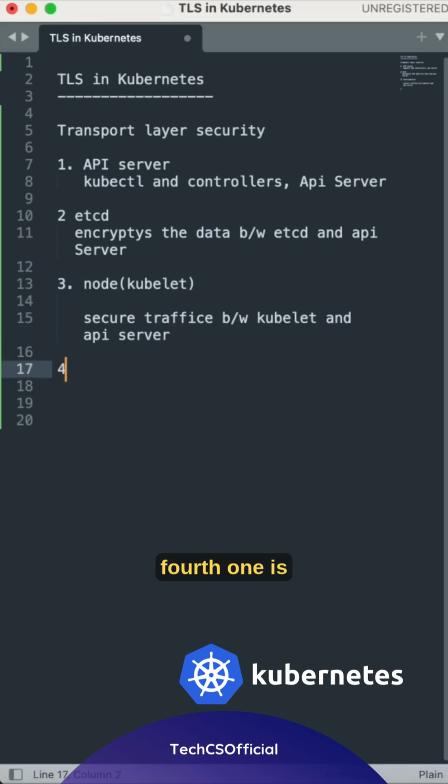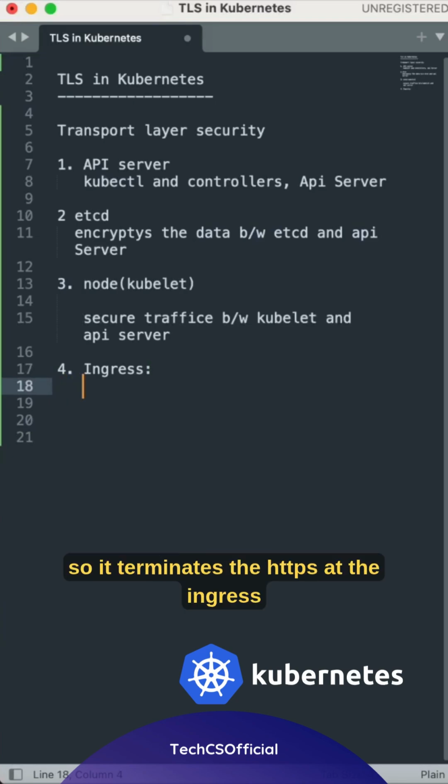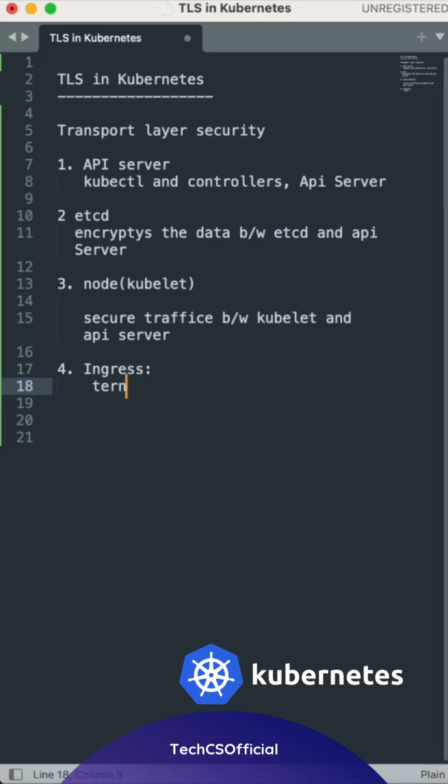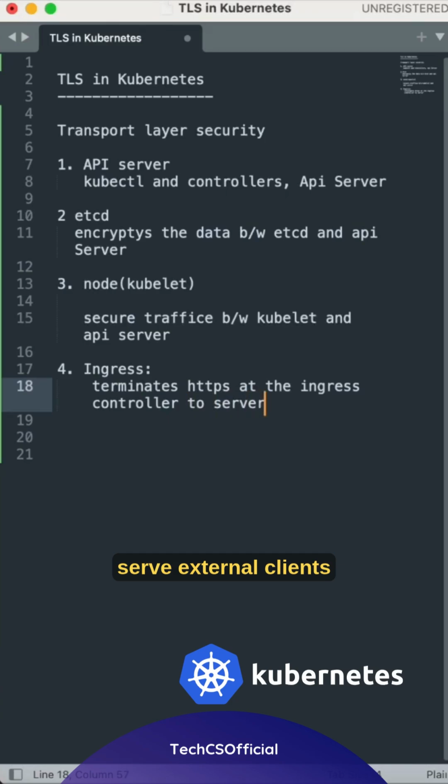Next, the fourth one is ingress. In ingress, it terminates HTTPS at the ingress controller to serve external clients securely. That means it terminates HTTPS at the ingress controller to serve external clients.